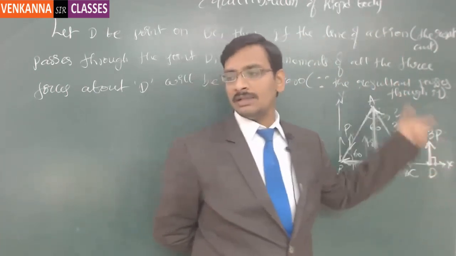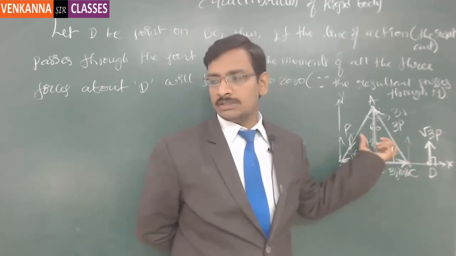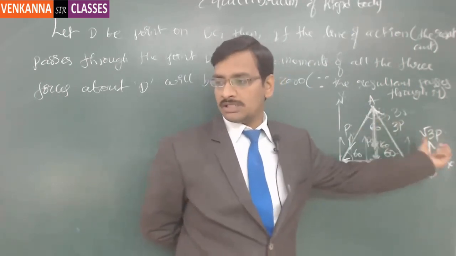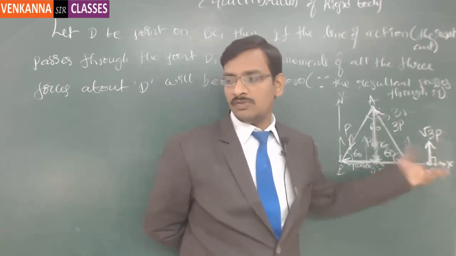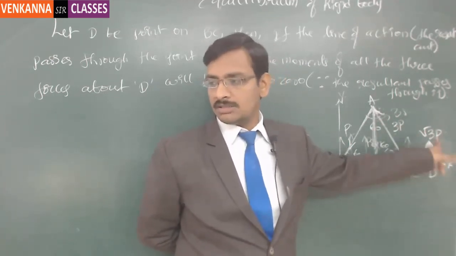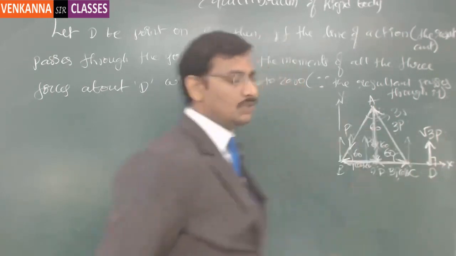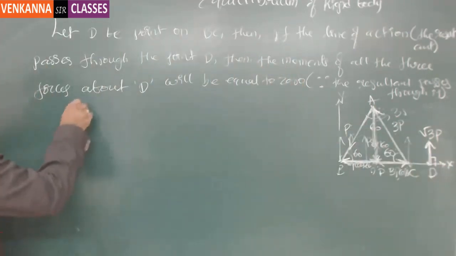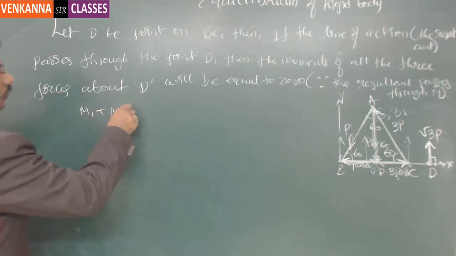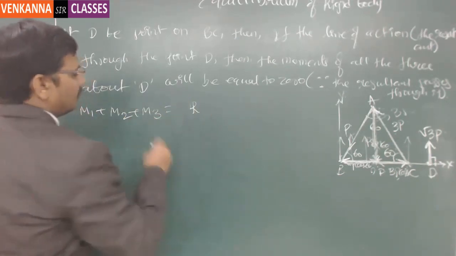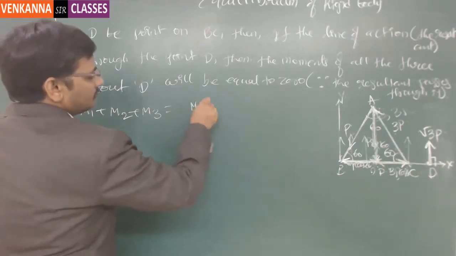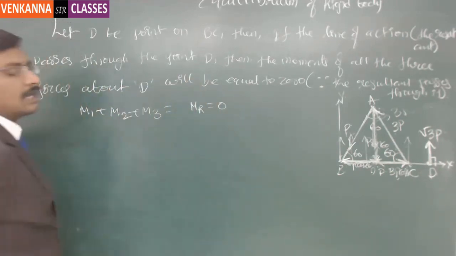Based on the theorem, there are 3 different moments, and this is the resultant force. Taking the moments of all the forces about this point will again be equal to 0 because the resultant is passing through it. That's what we are going to do now. So M1 plus M2 plus M3 equal to MR is equal to 0. This is the resultant, MR.